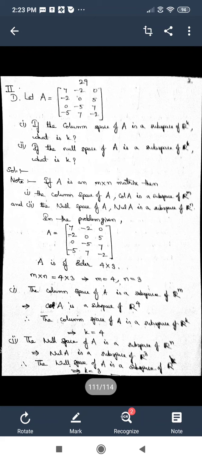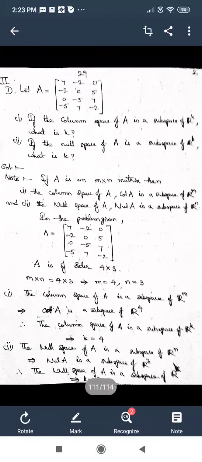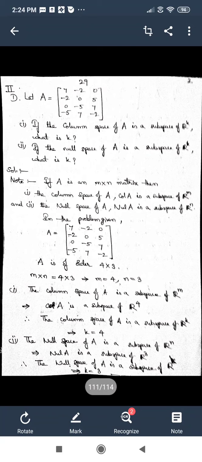And here the important thing is that we have to remember this note point, which consists of two things. One is regarding Col A and the other one about Null A. And we have seen that Col A is a subspace of Rm, where m is the number of rows of the given matrix A, and Null A is a subspace of Rn, where n denotes the number of columns of the matrix A. Now moving on to the second problem of the same model.